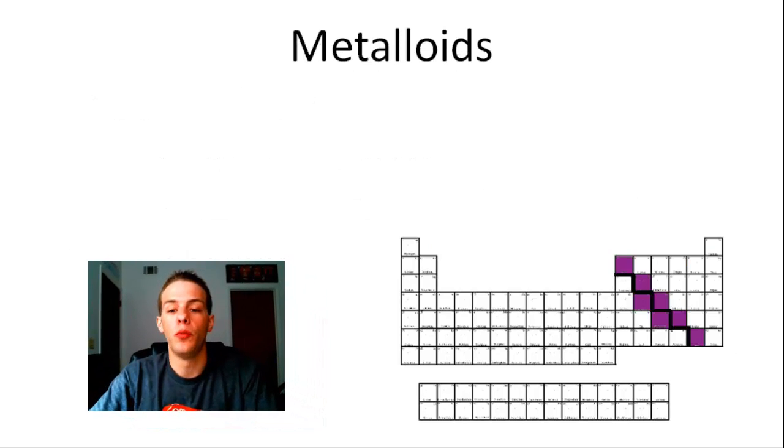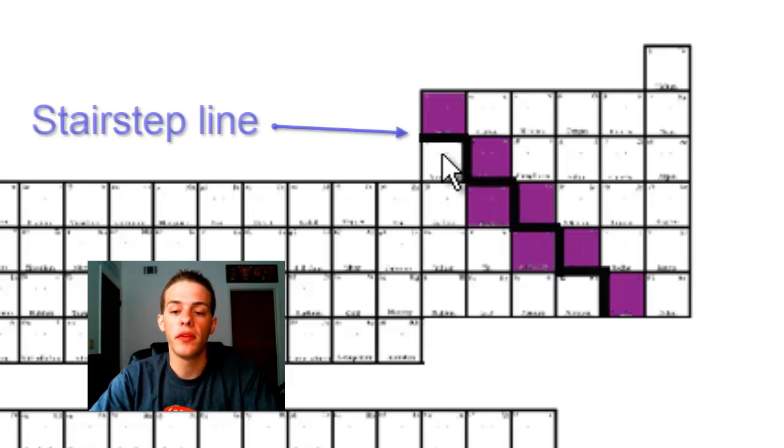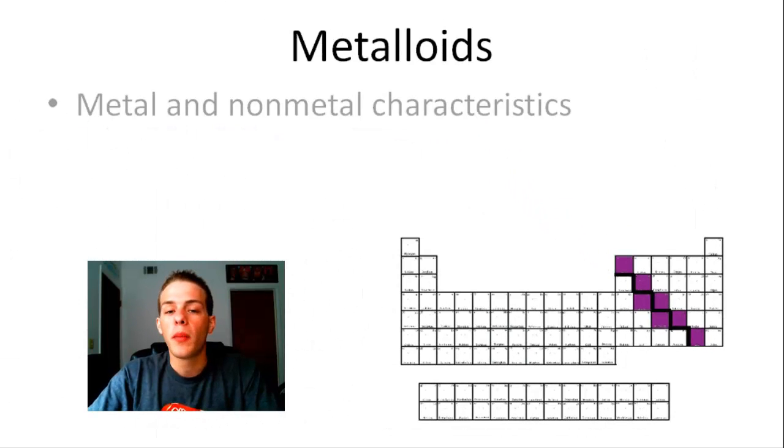That takes us right along to metalloids. These shaded elements are the metalloids, and notice that they are all lying along this bold zigzag line. This is called the stair-step line, and this basically separates the metals from the nonmetals. And the interesting thing about metalloids is that they have characteristics of both metals and nonmetals.